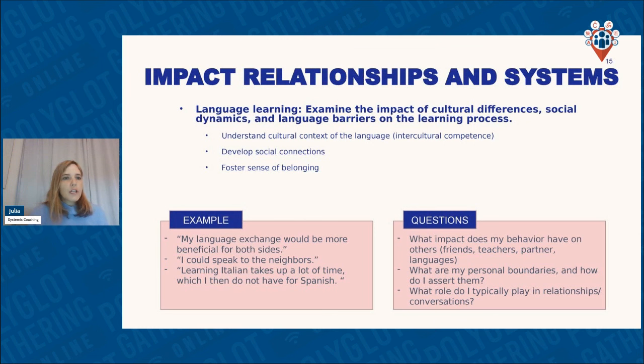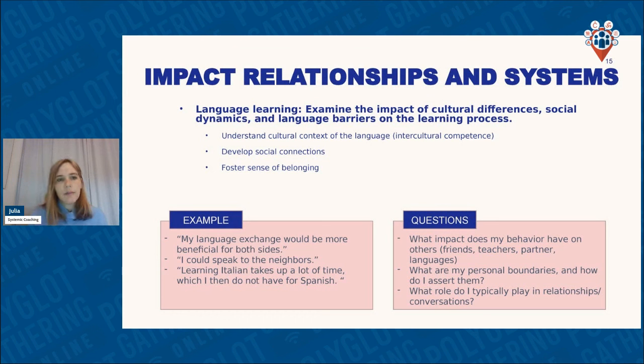And also thinking about first potential solutions, like, hey, I could speak to the neighbors if I actually knew how to speak it. Or looking at the language example, learning Italian takes up a lot of my time, for example, but I don't have enough time for Spanish. So I would like to learn both. Those goals are conflicting, and I need to balance them out, which would be something to look deeper into and actually spend the time to assess how much time you're spending on each of those and how you are spending that time.